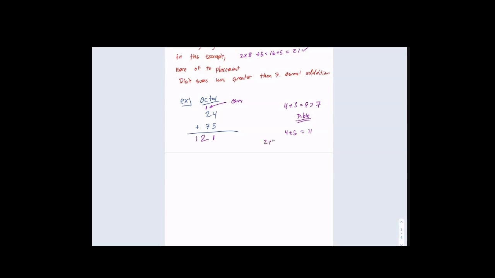So 2 plus 7 was 11. 11 plus 1, just 12. Because when you add 1, you pretty much are just going to go to the next number up. The only instance is when you get to 7, and then you have to go a little bit bigger. So my answer is 121.